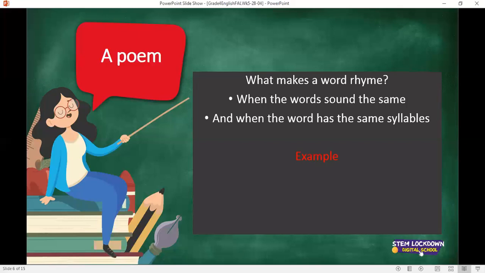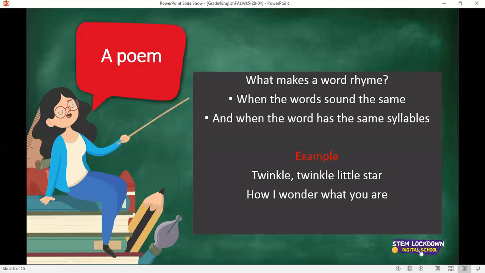So an example I have is twinkle, twinkle, little star, how I wonder what you are. So that's a very basic nursery rhyme I think we all learn when we are babies. So if I look at those 2 lines, which are my rhyming words? So we're looking at the end words. So we've got star and are. So if you say those two words separately, you can hear they sound the same.